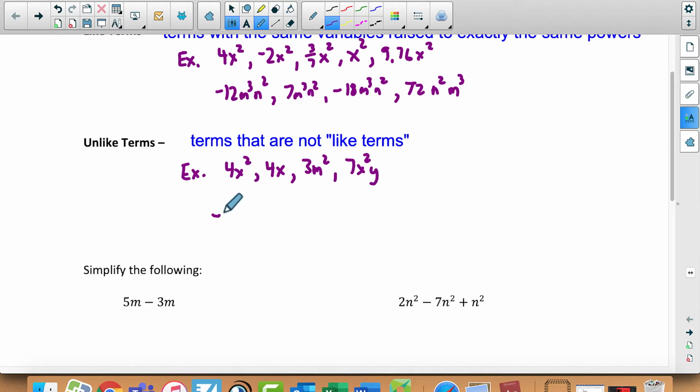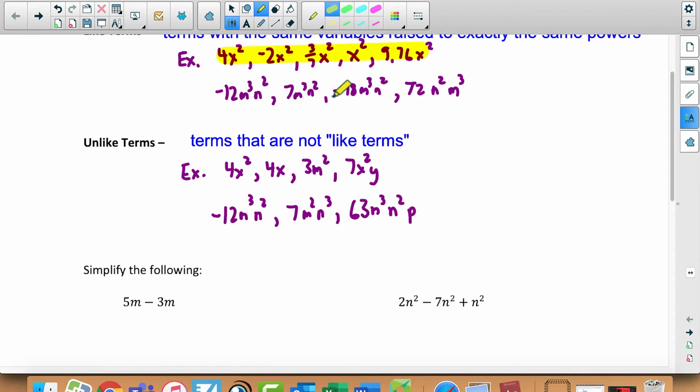Alright, let me do some more examples using the negative 12m cubed n squared. How about 7m squared n cubed? Looks good, except this one has the 3 on the m, and this one has a 2 on the m. This one has the 2 on the n, and that one has a 3 on the n. No, these are not like terms. Everything has to be the same. I don't know. What other example can I give here? 63m cubed n squared p. Looks good, but I threw a p in there. Nope. Everything has to be the same. These are not the same. So these are all like terms with one another. These are all like terms with one another. These are all unlike terms. None of them are like terms in here, and none of them are like terms there.